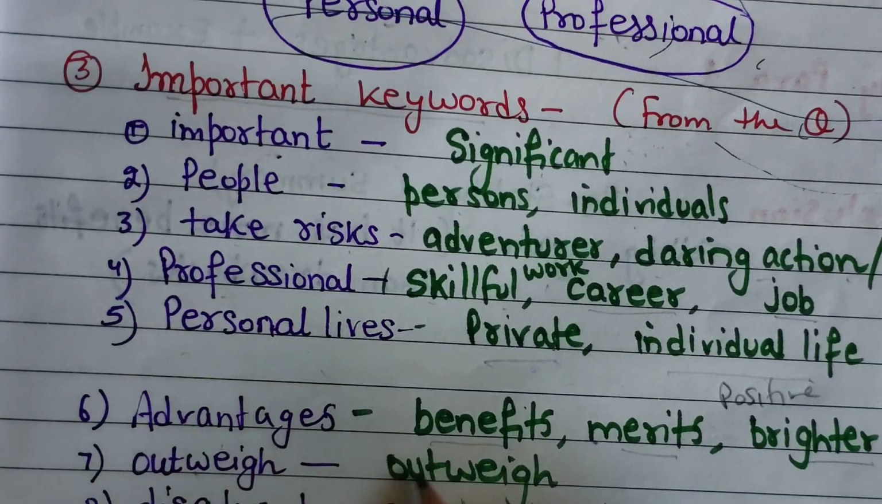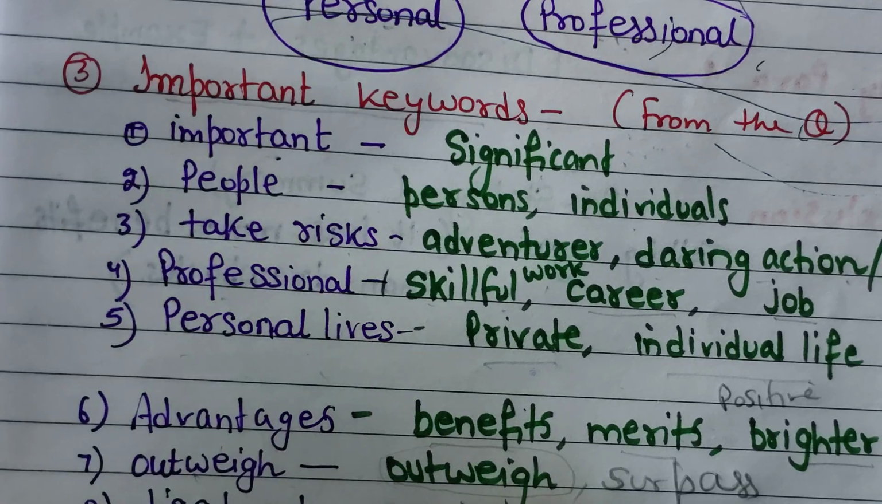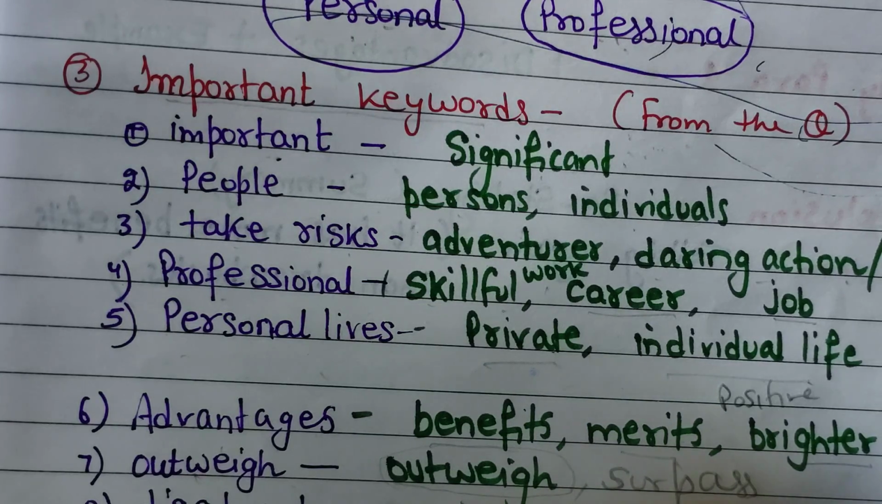Okay, I'm not going to change the word outweigh, or yes, one word we can also use is surpass. Disadvantages, there are many words. A lot of words you can use instead of disadvantages: drawbacks, darker side, negative side, downside. So no need to write here, you can write it.